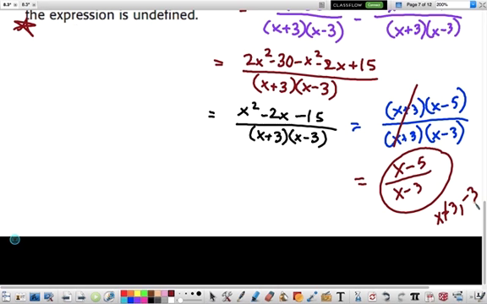Can you explain what happened from that first step in red to here? You need to be able to combine like terms. If you combine like terms here, you'll get here. 2x squared minus x squared is x squared. Negative 2x is negative 2x. Negative 30 plus 15 is negative 15. Combine like terms. Okay.